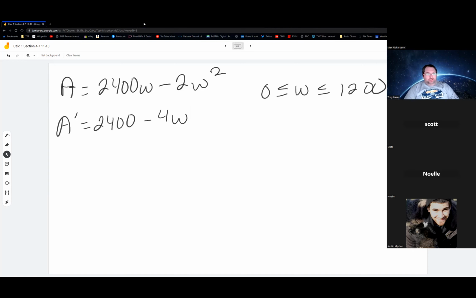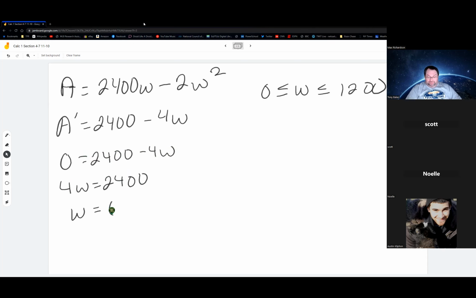So how do I find my critical numbers now that I have my domain? Correct. You want it to equal zero. So 0 equals 2400 minus 4W, so W equals 600.